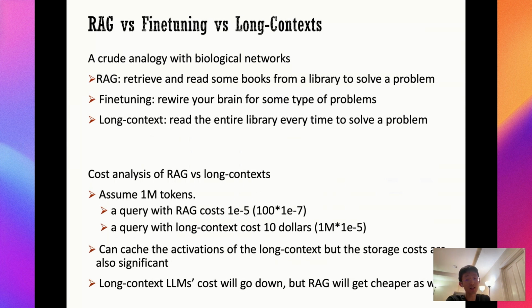Long context large language models may become cheaper and cheaper because of other factors. For example, the GPUs may become cheaper. We may have better engineering to maximize our MFU, the GPU utilization, or other tricks to speed up things. But most of those tricks also apply to RAG, which means RAG will also get cheaper. So basically, this is my personal view. Long context is just way too expensive.